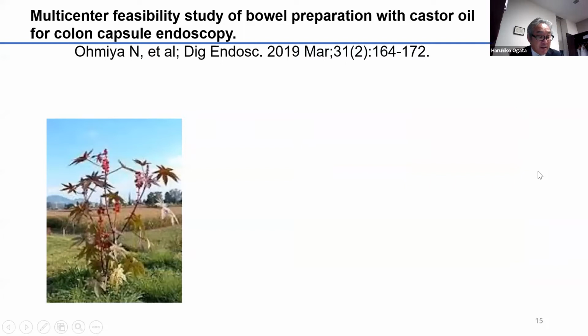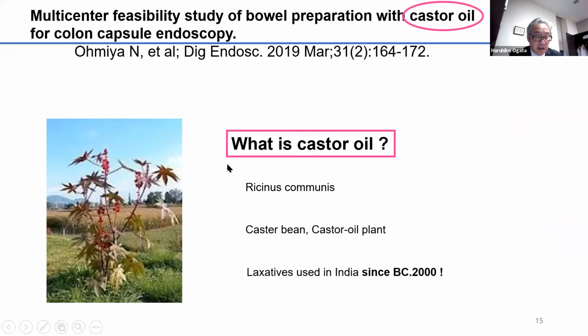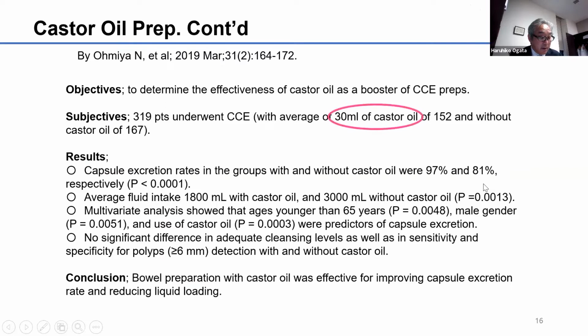Thus, recently our colleague Dr. Omiya modified the bowel prep using castor oil for colon capsule examination. Castor oil is made from castor bean, and it has been used as a laxative in India since 2000 BC. It is a very, very old laxative. By adding 30 milliliters of castor oil during prep, the capsule excretion rate rose to 97%, and average fluid intake was successfully reduced to 1.8 liters. So by using this preparation protocol, the acceptability of colon capsule exam is expected to increase.